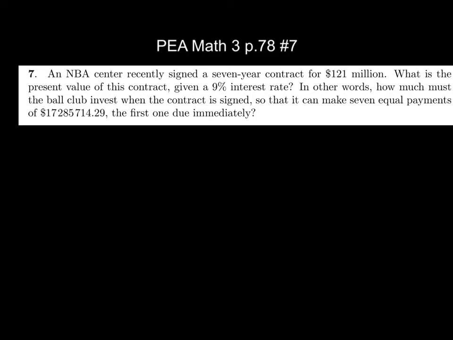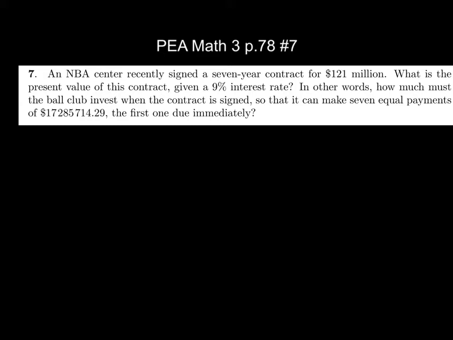We have that an NBA center recently signed a 7-year contract for $121 million. What is the present value of the contract given a 9% interest rate? In other words, how much must the ball club invest when the contract is signed so they can make 7 equal payments of about $17 million due immediately?